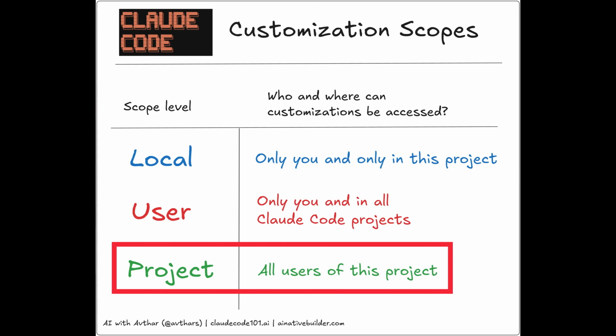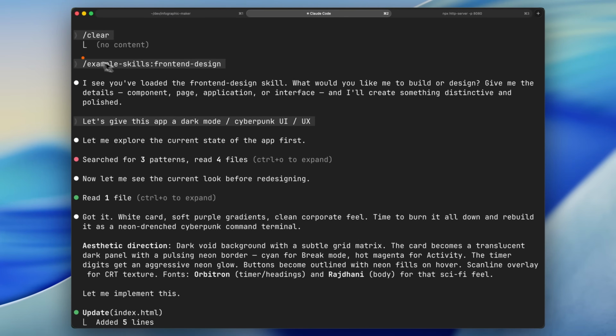This is project scope. To move a skill, plugin, or MCP to a different scope, just ask Claude. It'll handle relocating the files to match the scope that you want. Next up, let's look at a plugin in action.